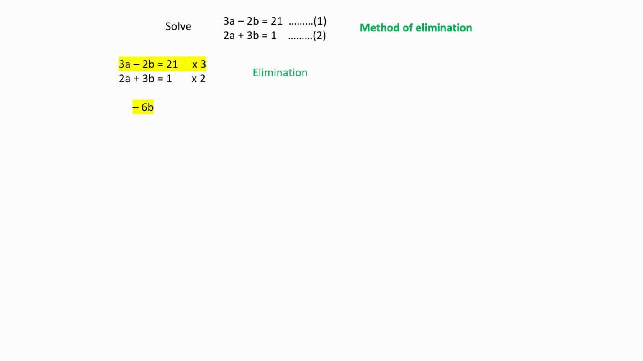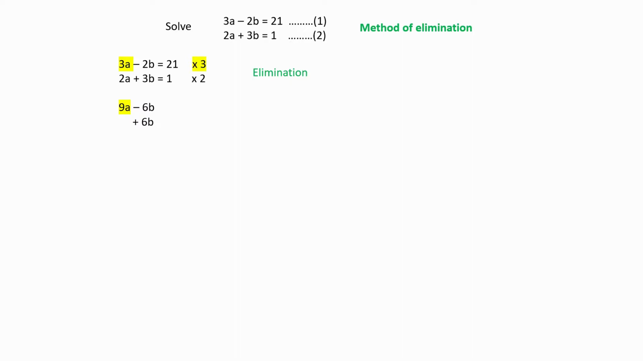Then decide on a plan. Multiplying the first equation by 3 would give a negative 6b. And multiplying the second equation by 2 would give a positive 6b. So by adding these 2 equations, the term in 6b would be eliminated.